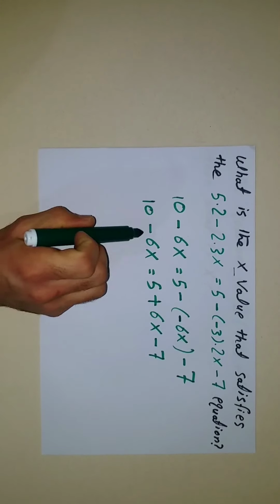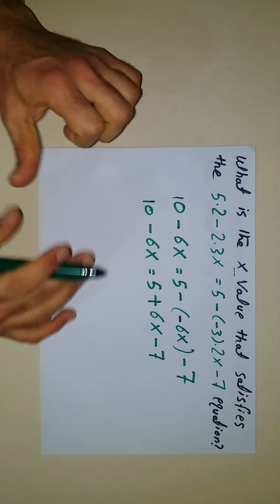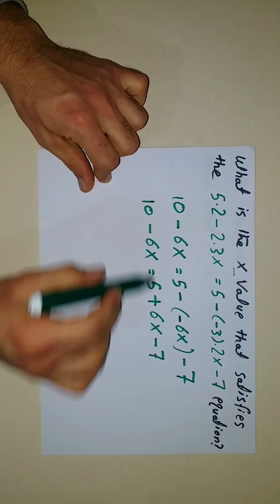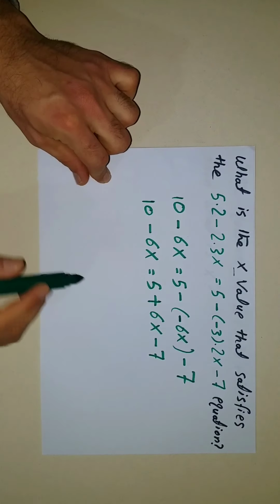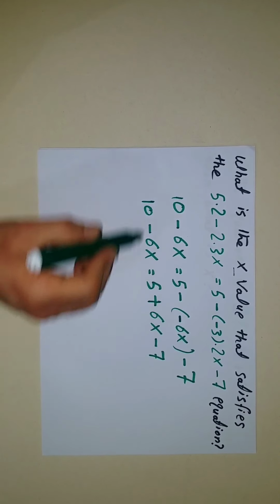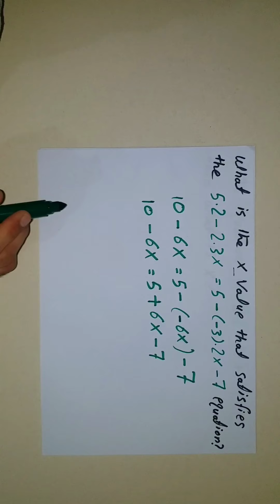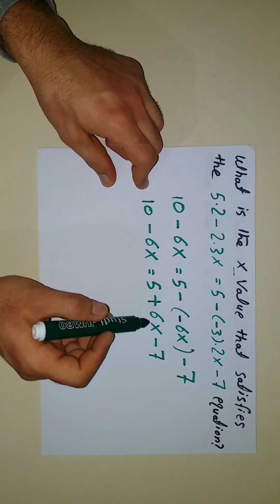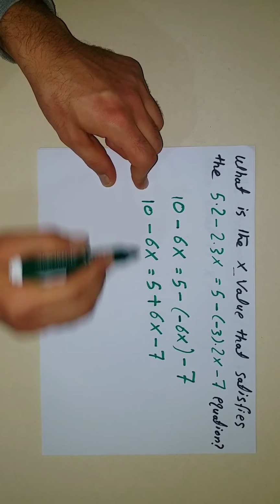Now there is a minus 6x and a plus 6x, so I will transfer this 6x to the other side and these numbers to this side. Or you can also first solve this 5 minus 7, then solve the rest, or you can transfer everything in the question like this. Okay, if I transfer this minus 6x to the other side, it will be easy for me.